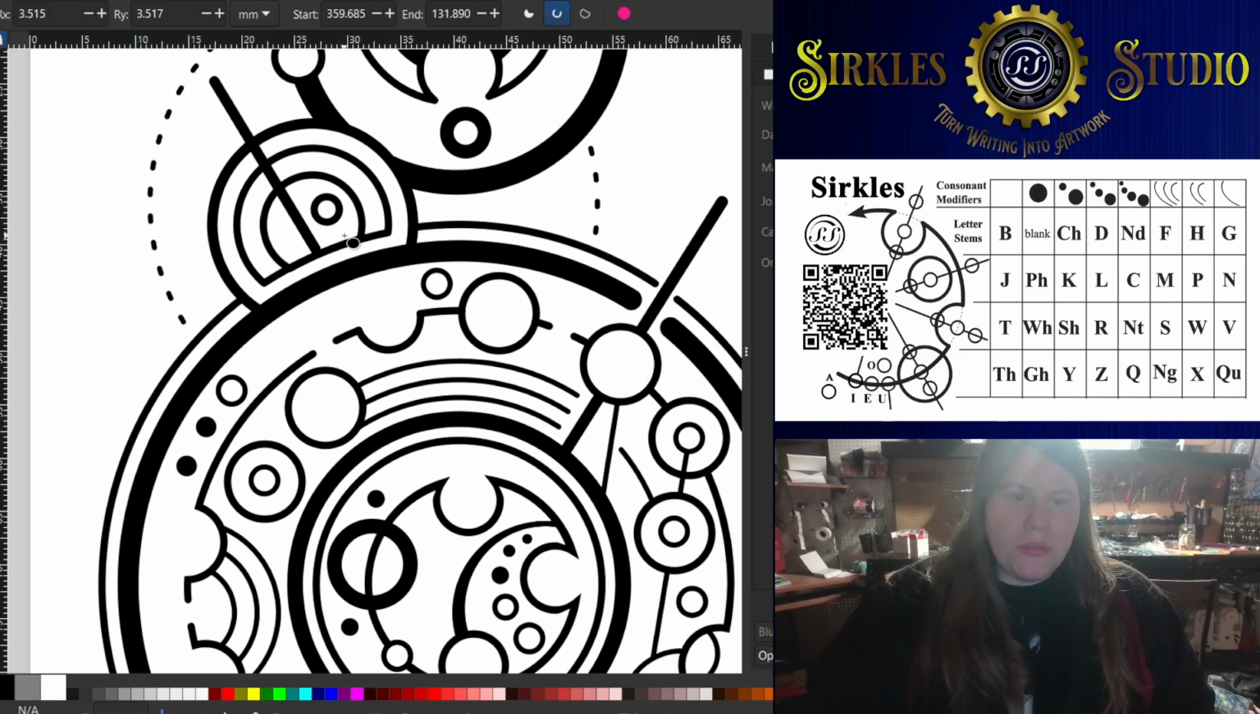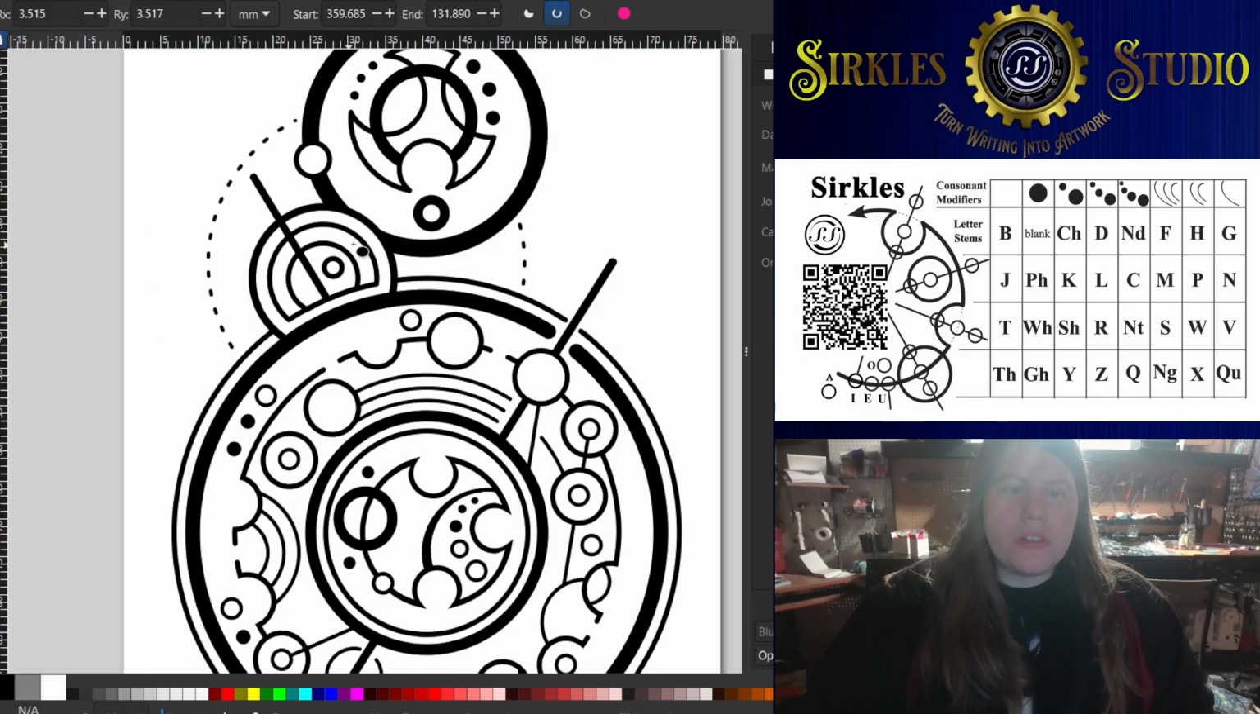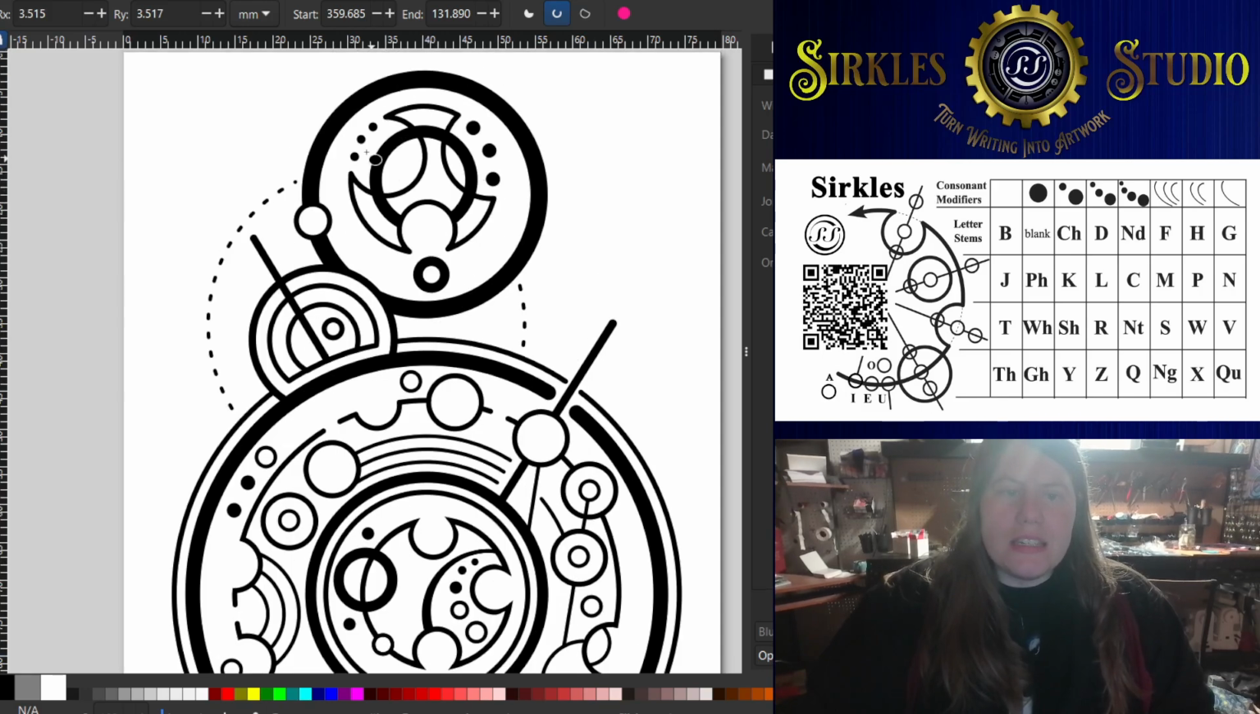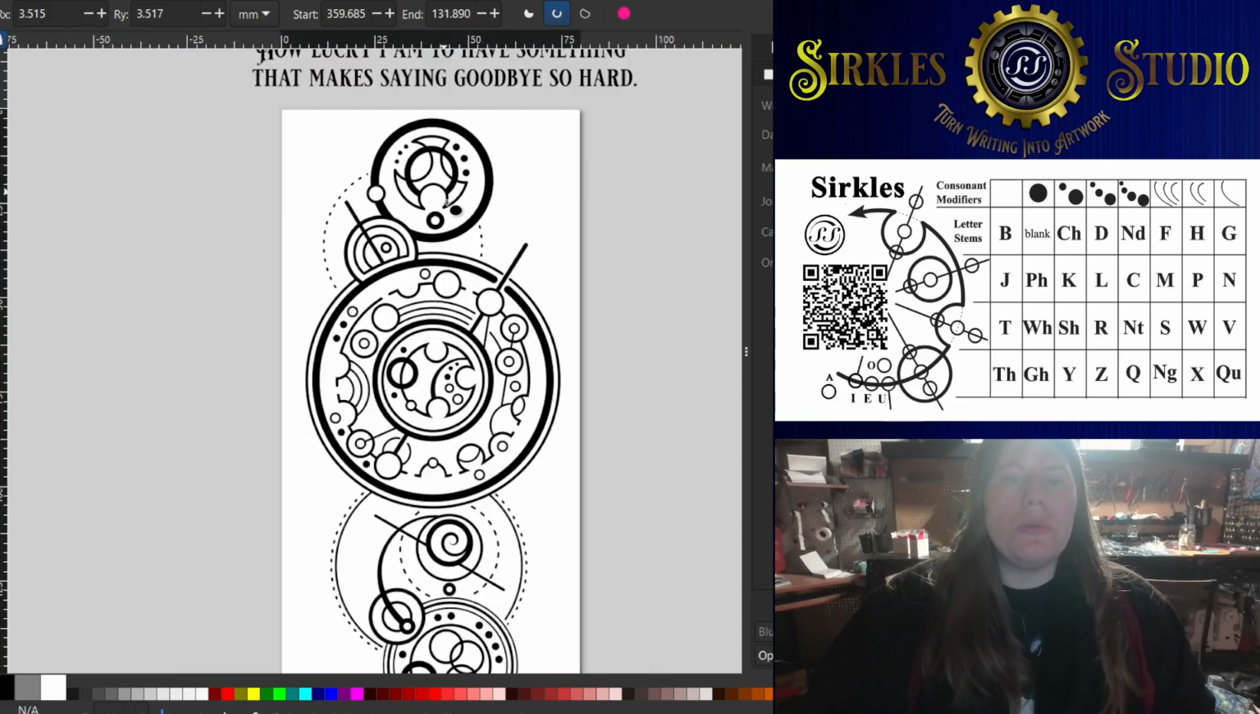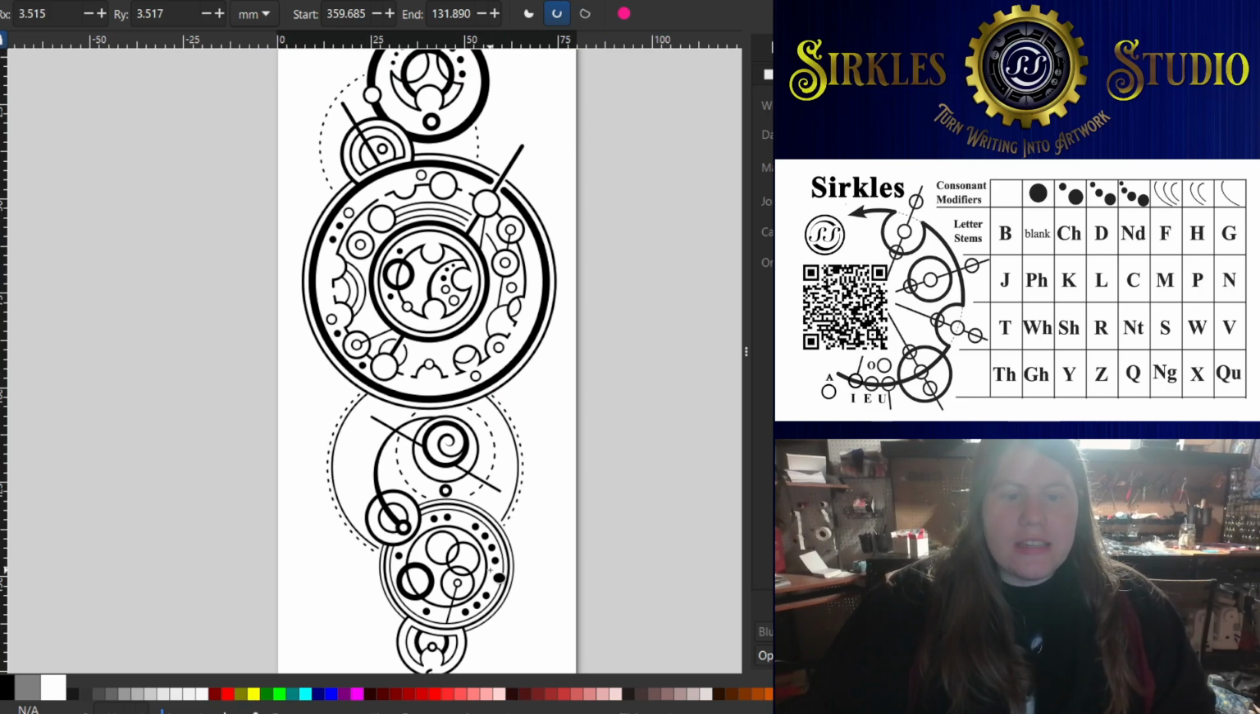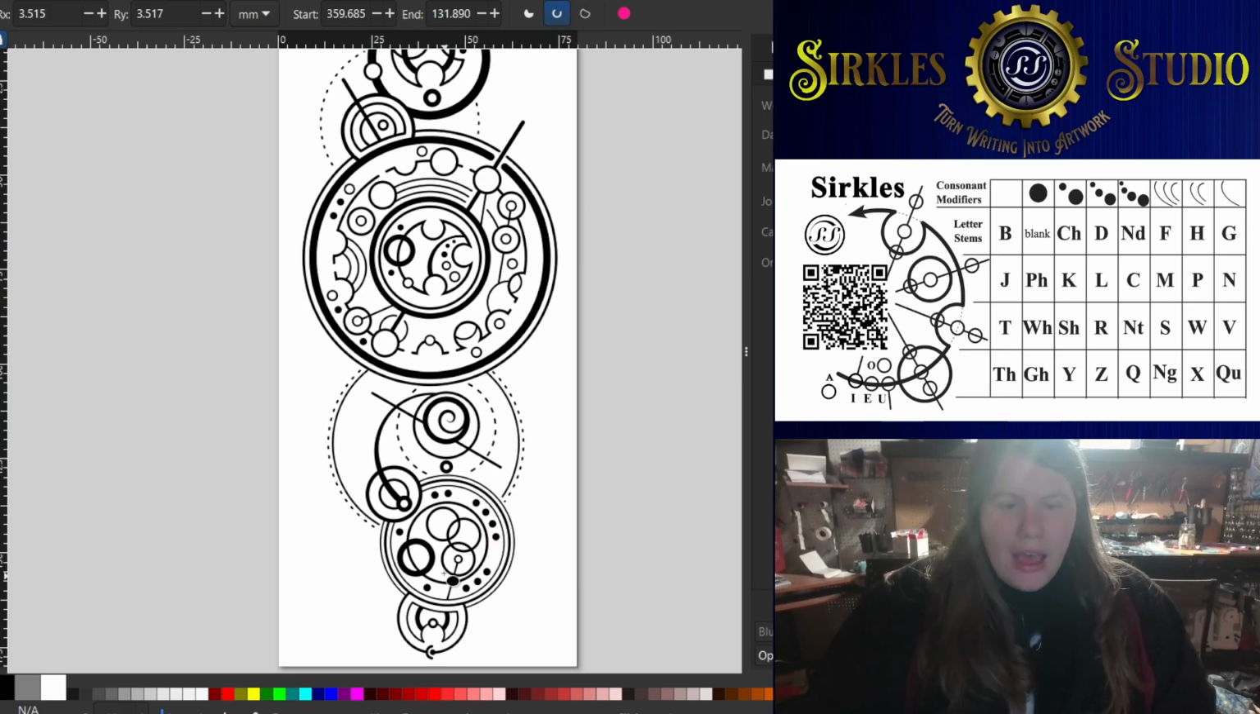And then this 1, 2, 3 lines on a shallow divot is an S-O, so that's the word so. H with 2 lines on it, A outside the word circle, R with 3 dots, and D with 3 dots, though an R is a shallow divot and D is a deep divot, so that's the difference between those 2. So altogether, this design translates out to how lucky I am to have something that makes saying goodbye so hard.